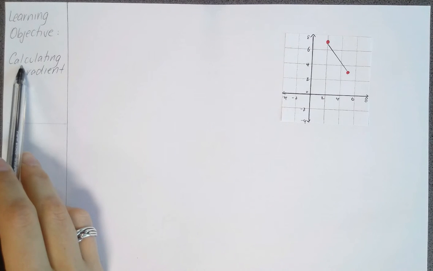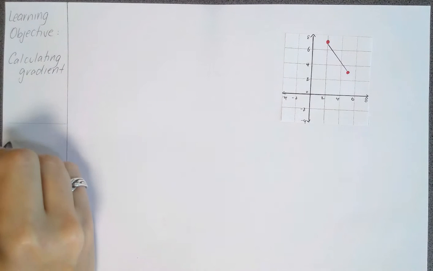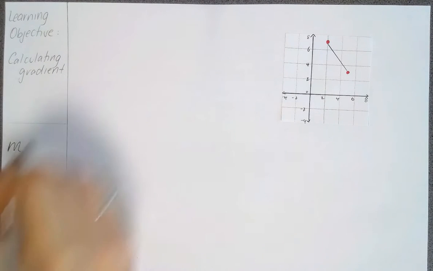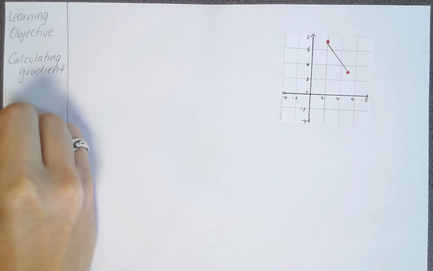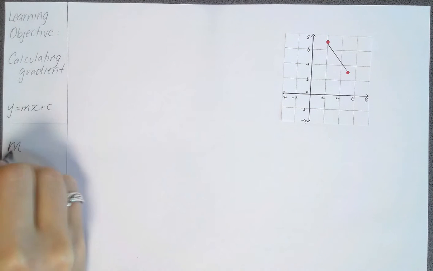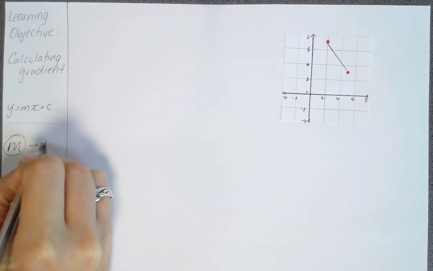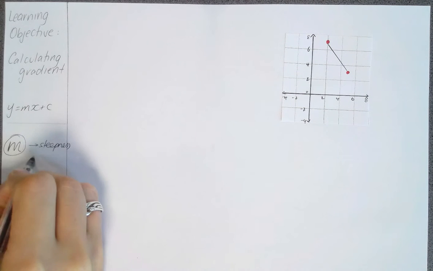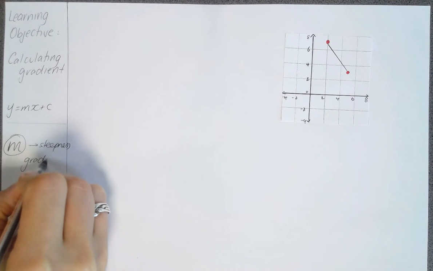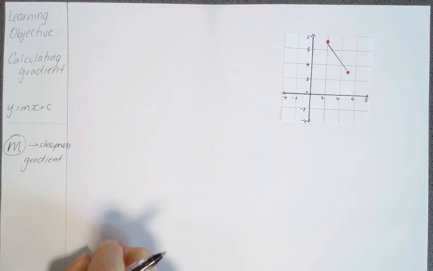Alright, in this lesson we are looking to calculate gradient. Now the gradient is described as m, and if we are looking at a linear equation, we're looking at y equals mx plus c. The m is the steepness of the line, okay? I don't know why it's written as m.